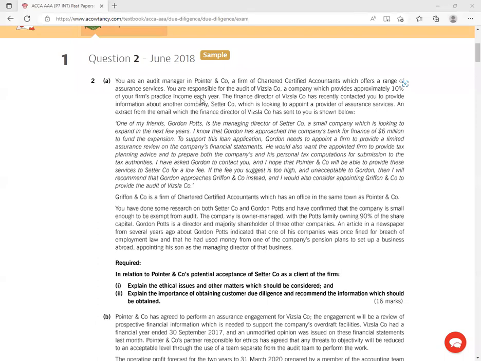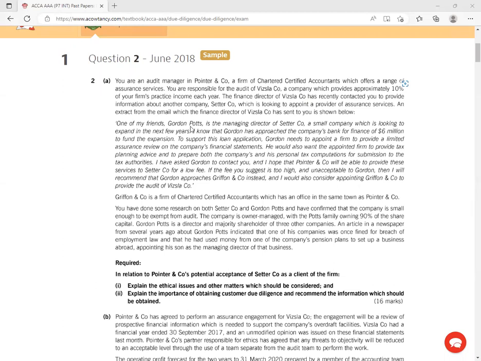10% of your firm's practice income each year. The finance director of Whistler company has recently contacted you to provide information about another company, Seta company, which is looking to appoint a provider of assurance services. An extract from the email which the finance director of Whistler company has sent to you is shown below.